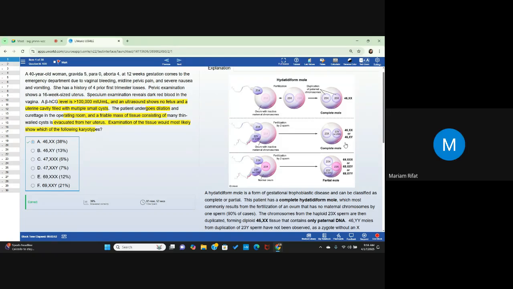And we find the cluster of grapes appearance, or the honeycombed appearance. On ultrasound we see the snowstorm appearance. And when we do the D and C, we see the typical cluster of grapes appearance. All right. Does anybody else want to give their input?